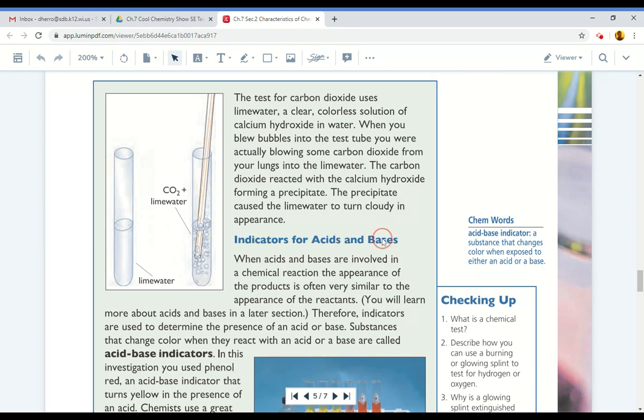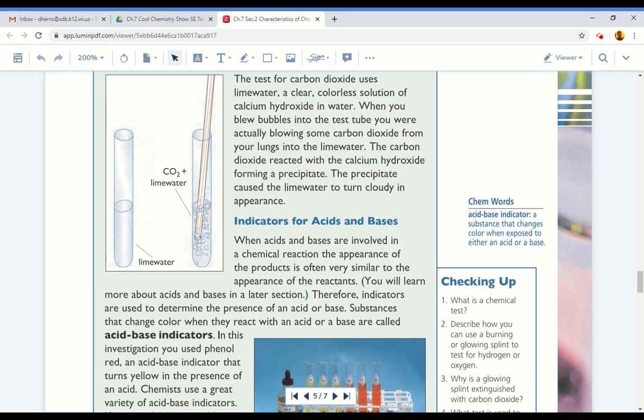Indicators for acids and bases. When acids and bases are involved in a chemical reaction, the appearance of the products is often very similar to the appearance of the reactants. You will learn more about acids and bases in a later section. Therefore, indicators are used to determine the presence of an acid or base. Substances that change color when they react with an acid or base are called acid-base indicators.